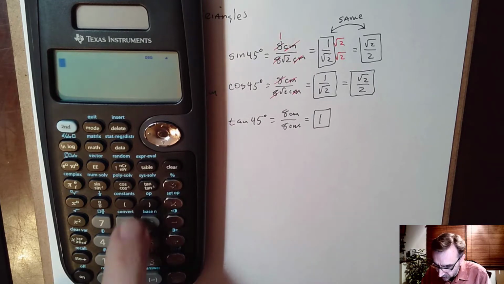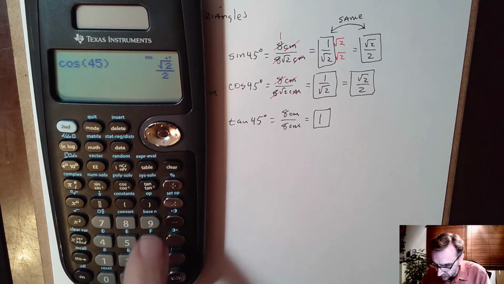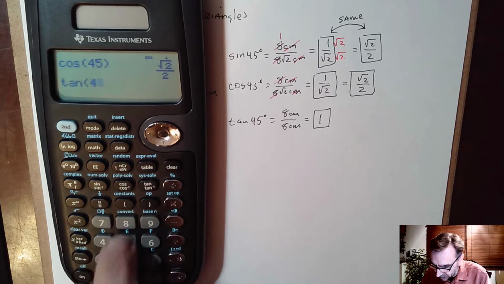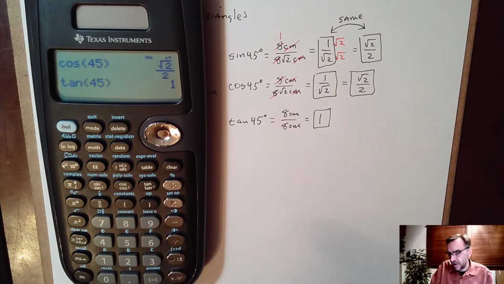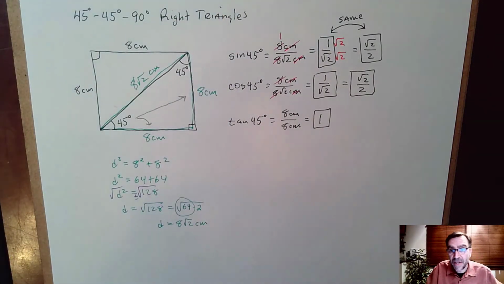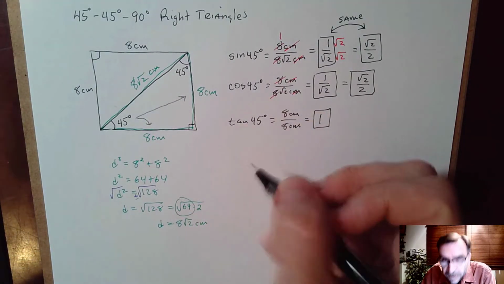Okay, let's check cosine of 45 degrees. And we get root 2 over 2. That looks good. Let's check tangent of 45 degrees. And we get 1. Now, we did it on the calculator just as a check, but actually we're supposed to memorize these. Okay, so once we have that, we can find the other three.